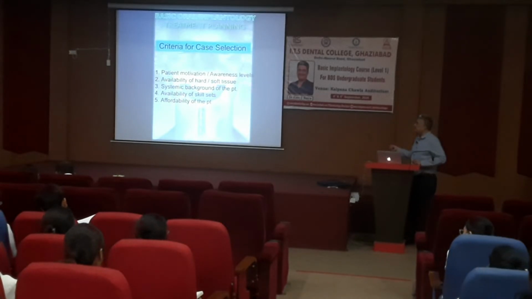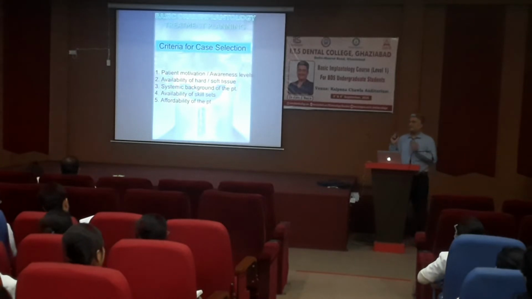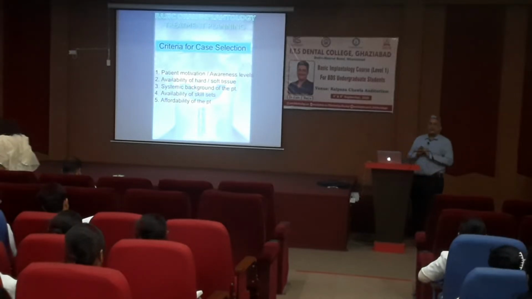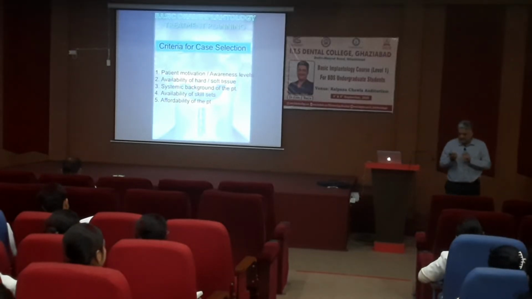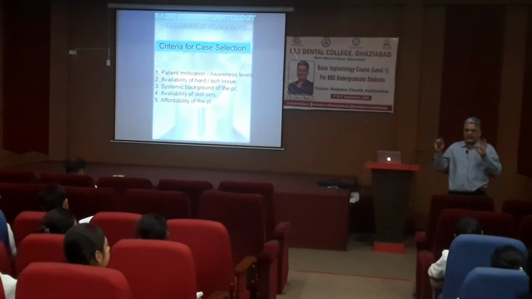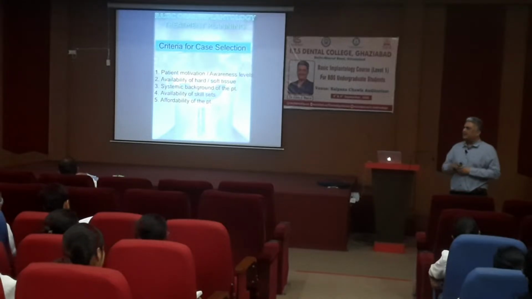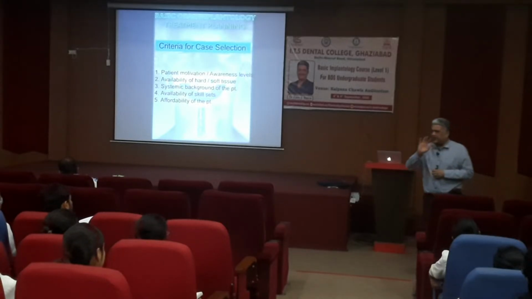Then availability of hard and soft tissue. We've discussed that. Systemic background of the patient. Availability of skill sets. What do you mean by availability of skill sets? Today, once we finished the lecture and everything, it was day 2, you have quite a good idea of how to place an implant. Yes or no? Okay.